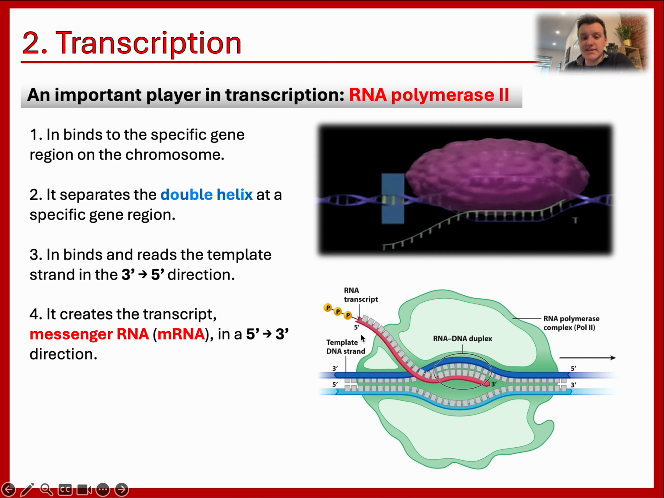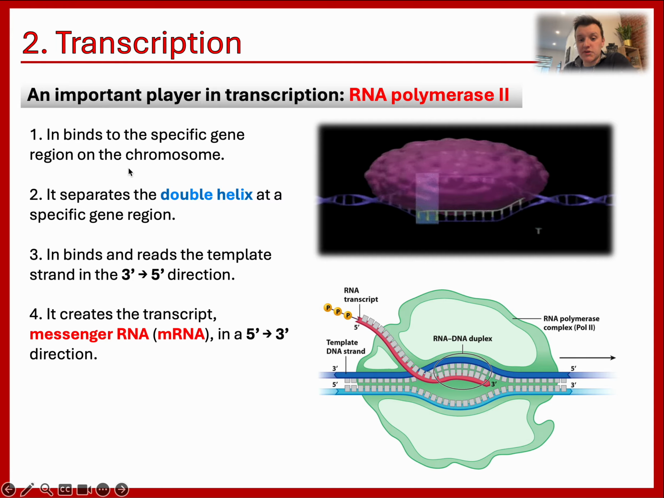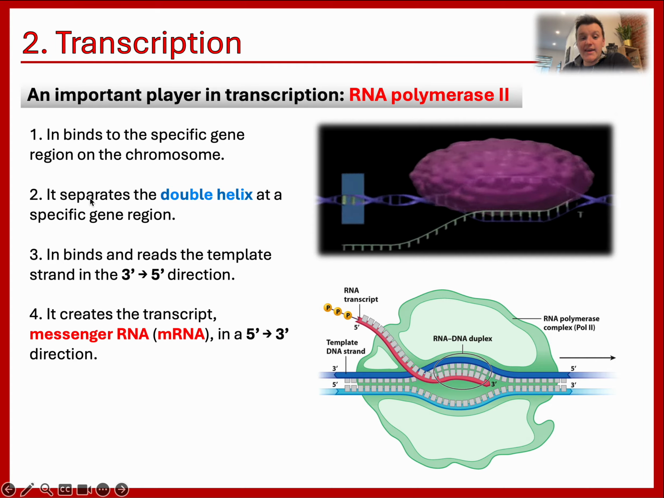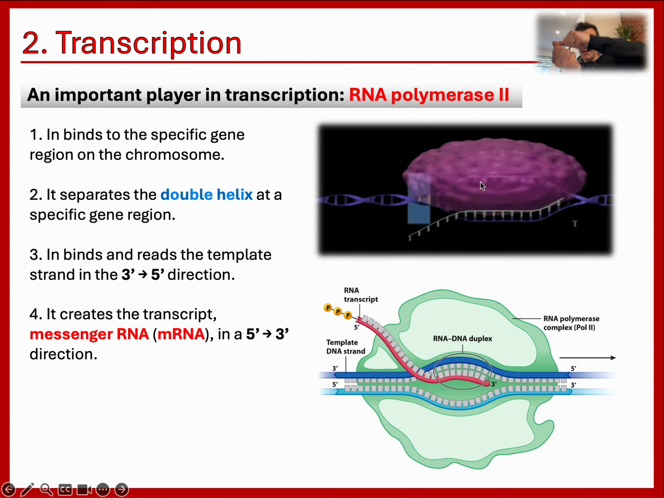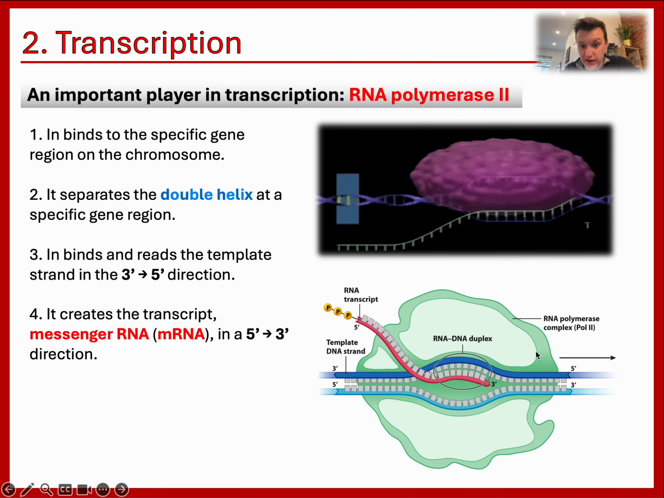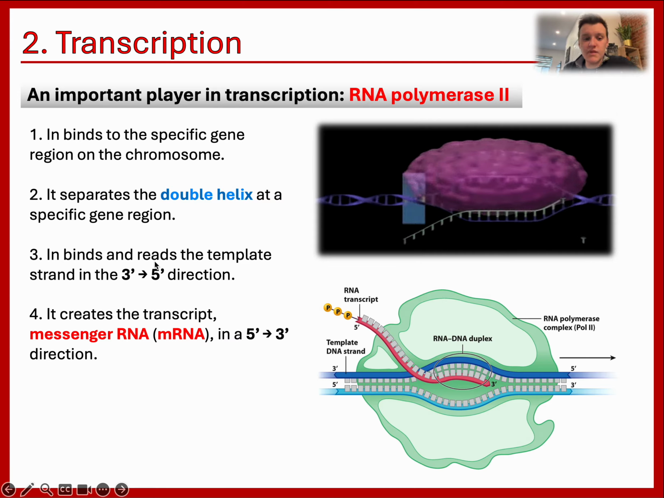So what does this enzyme do? It binds to a specific gene region on the chromosome. Here it's highlighted in the video. It's a start site, right? It will separate the double helix at a specific region. You see that the DNA is split open, right? Look at the DNA here. When the polymerase in green sits on this DNA, it splits open the 2.